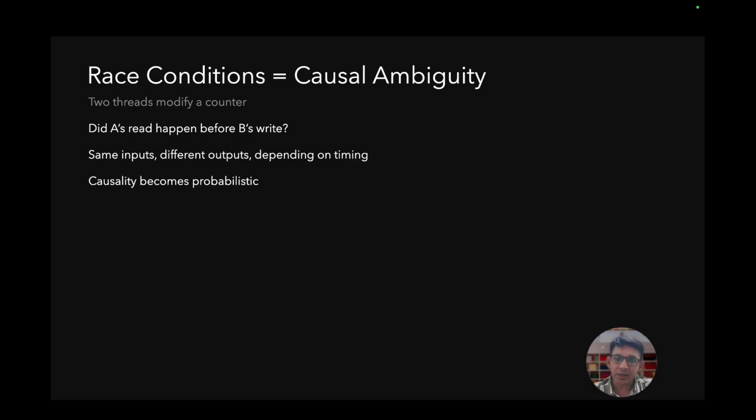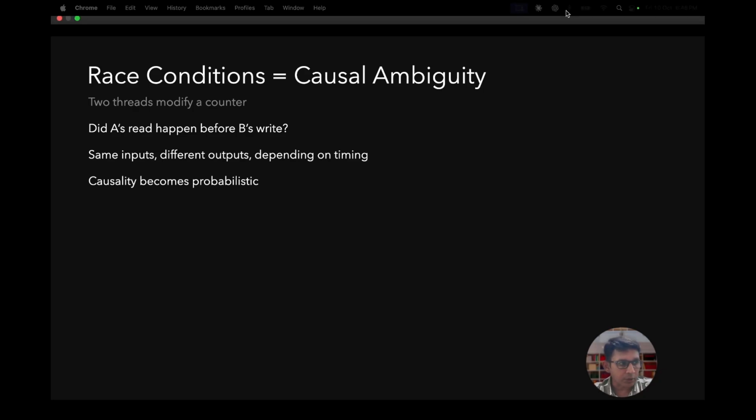This is causality breaking down. Cause and effect become probabilistic. You can't reason about what will happen. You can only reason about what might happen. Now, race conditions are the most obvious manifestation, but the problem is deeper. Anytime you have a concurrent modification of shared state, causality becomes dependent on timing, and timing is invisible in code.